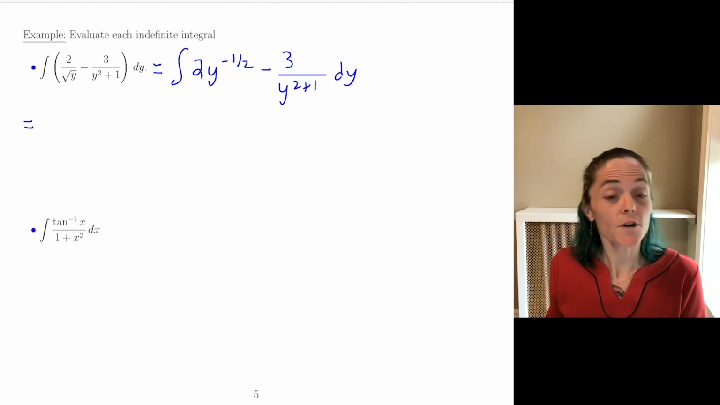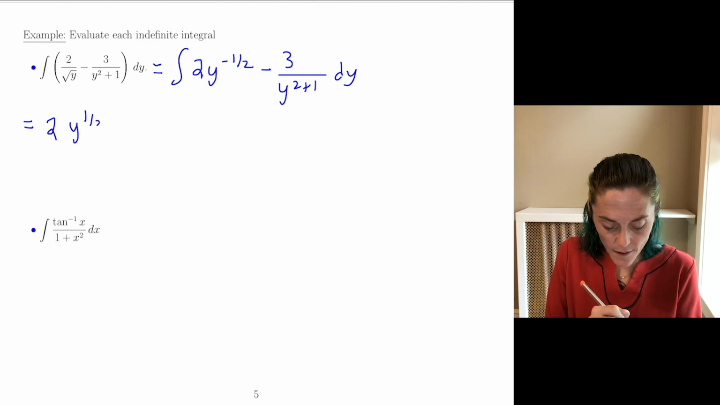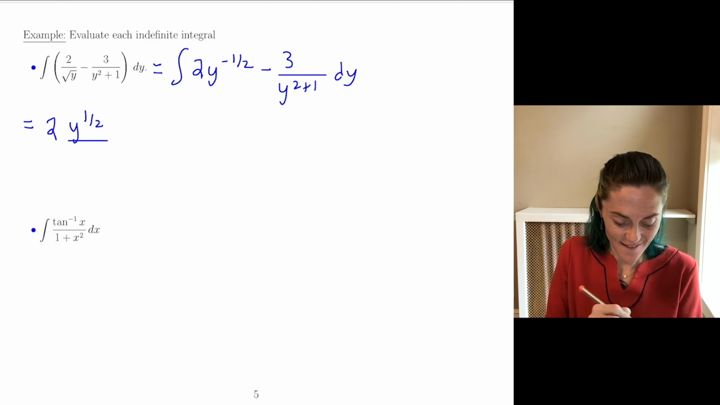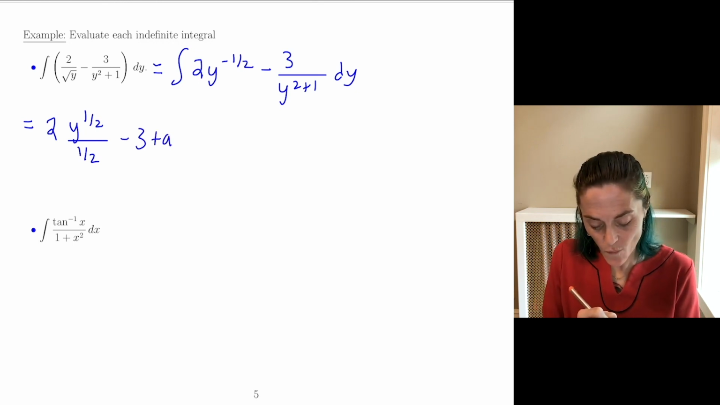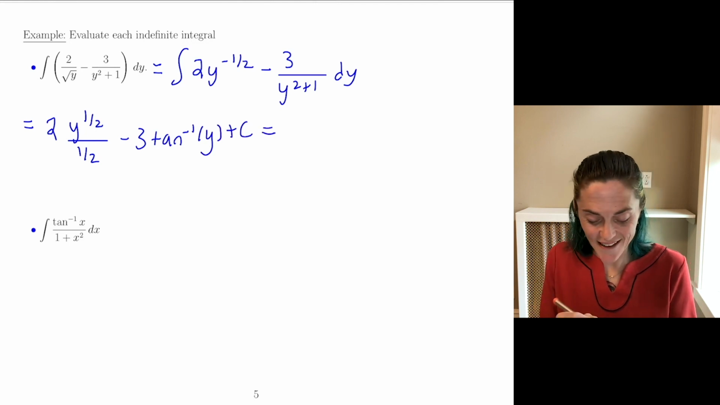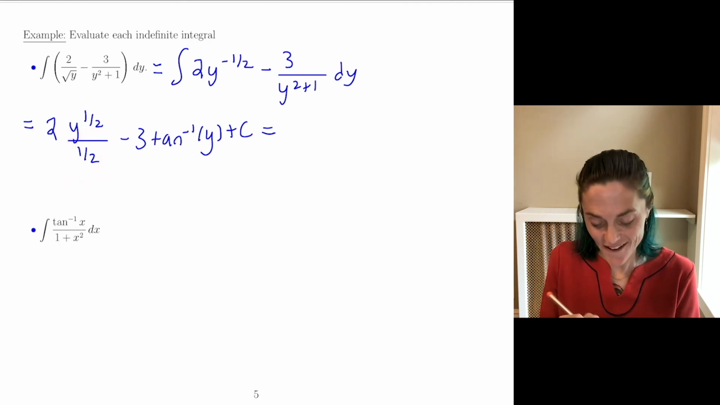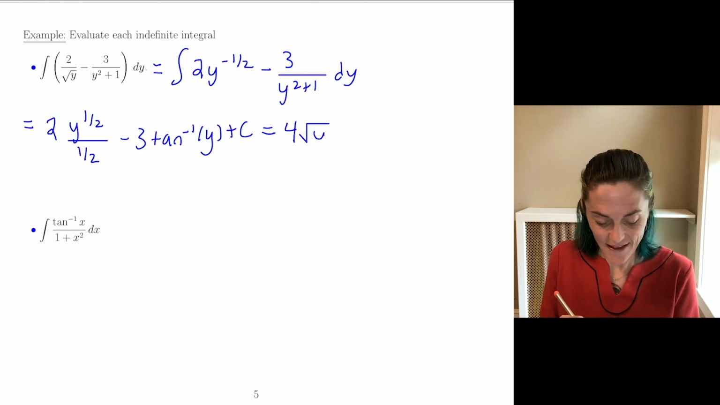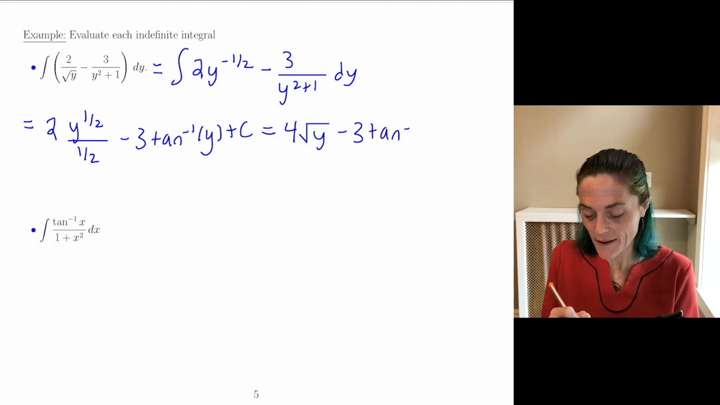Well, the first term is power rule. So write down the 2. We add a power, divide by the higher power. The next one, we have 3, tan inverse of y. Personally, I don't like to leave fractions in the denominator, so I will rewrite this. Altogether, I have 4 square root of y minus 3 tan inverse of y, plus c.